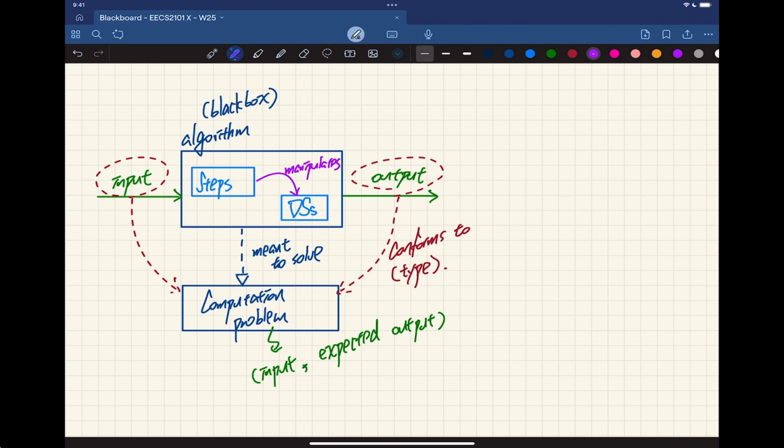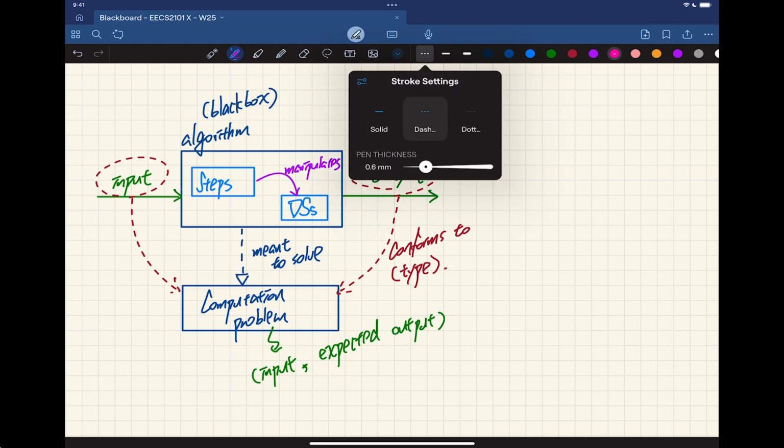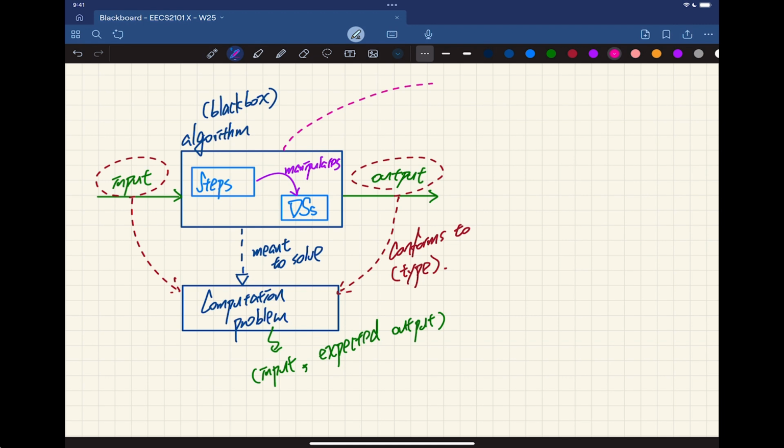Okay. All right, so that's about the algorithm and the computational problem. And we talk about how we can judge the goodness of the algorithm. So let me draw another line here. So, judge by.